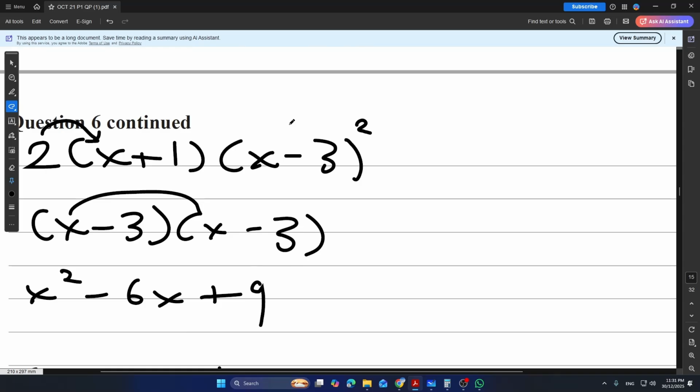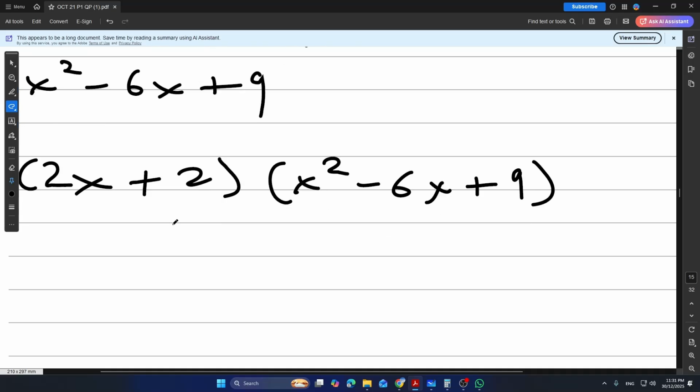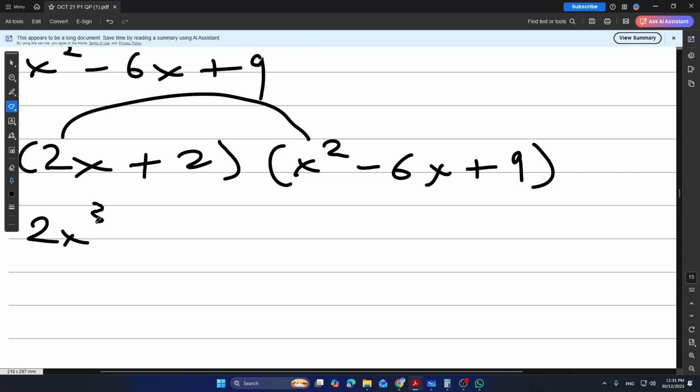And we write this, instead of x minus 3, we can write this thing: x squared minus 6x minus 9. Okay, now we expand this. 2x times x squared is going to be 2x cubed. 2x times minus 6x is minus 12x squared.